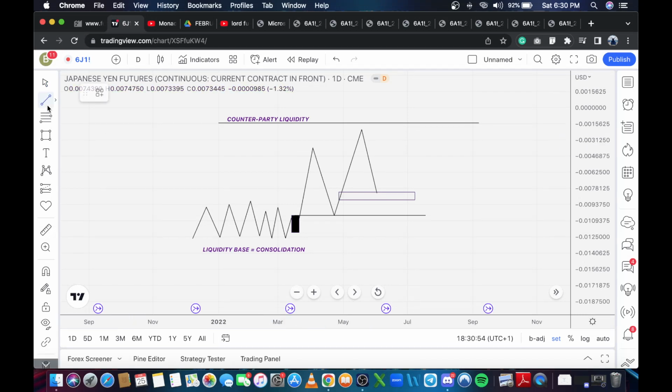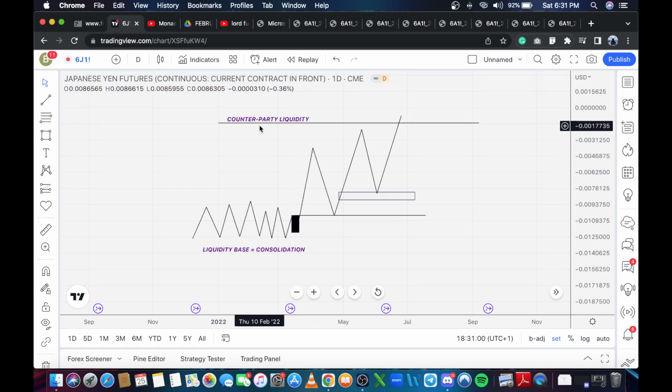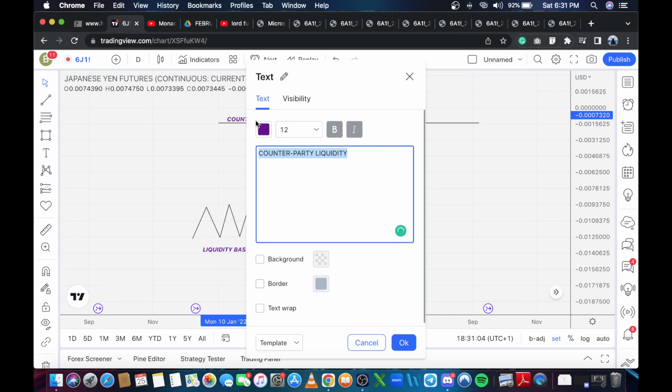So what you get in the market is it's going to run up into a level of counterparty liquidity, and that's going to be a liquidity pool in the form of an old high typically. So it could be a rejection block, or it could be just an old high. So we're going to call this old high or bearish rejection block.